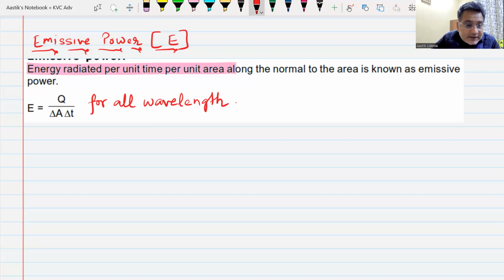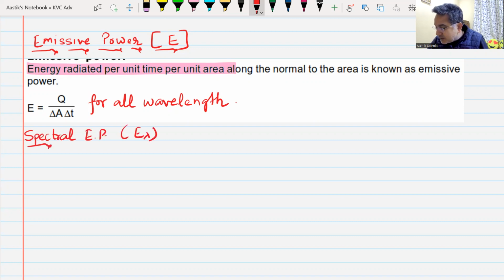Why are we so selective? Because there is one more term that we have to understand here. Please understand this term, then I will give you time to write. That term is spectral emissive power. It is denoted by E lambda. Now you would be able to tell me what spectral emissive power would be.